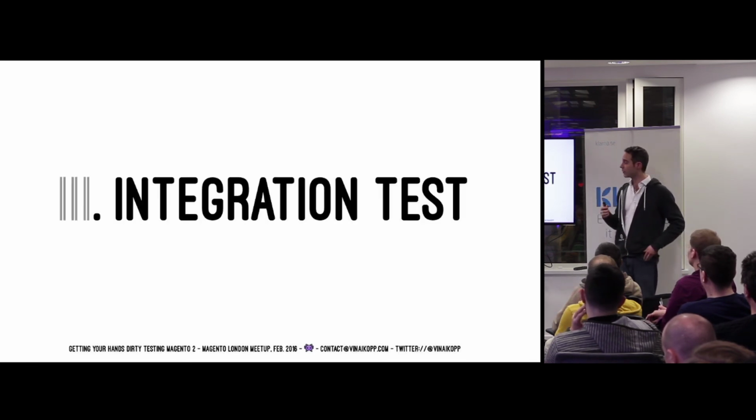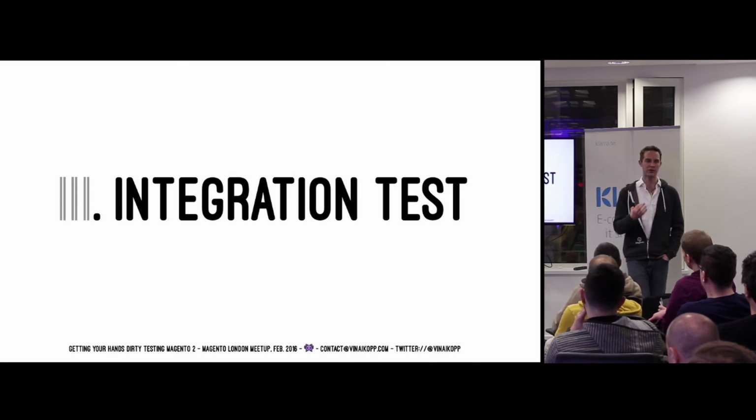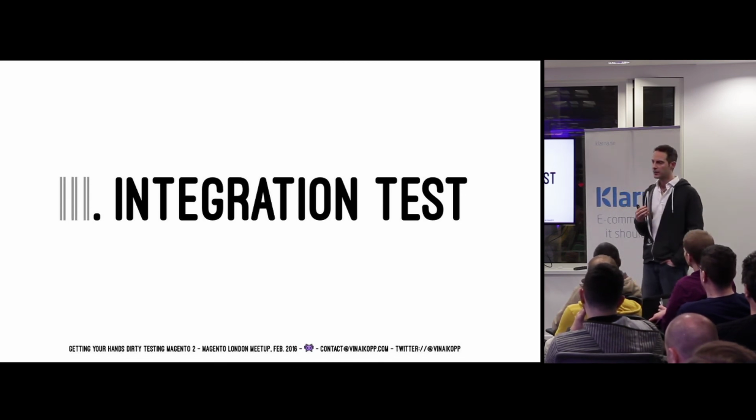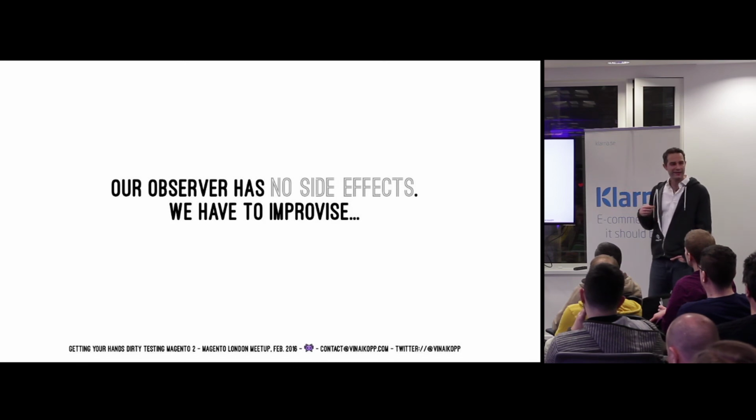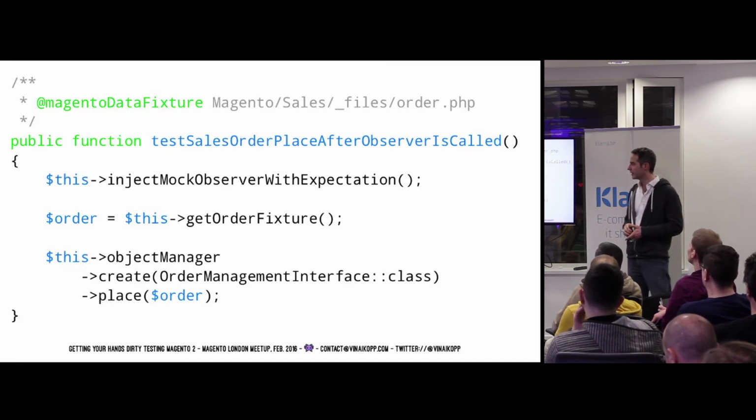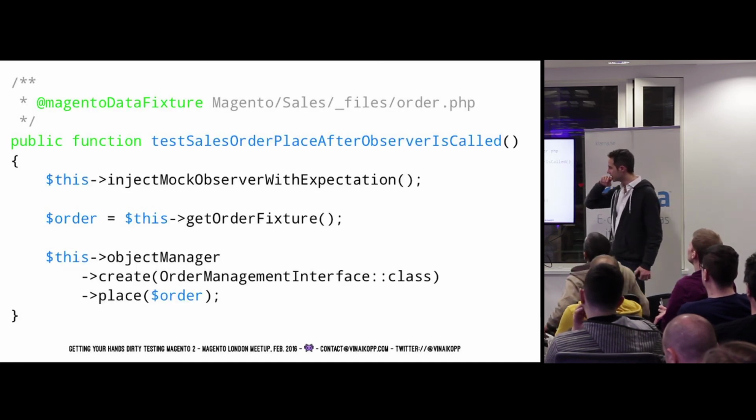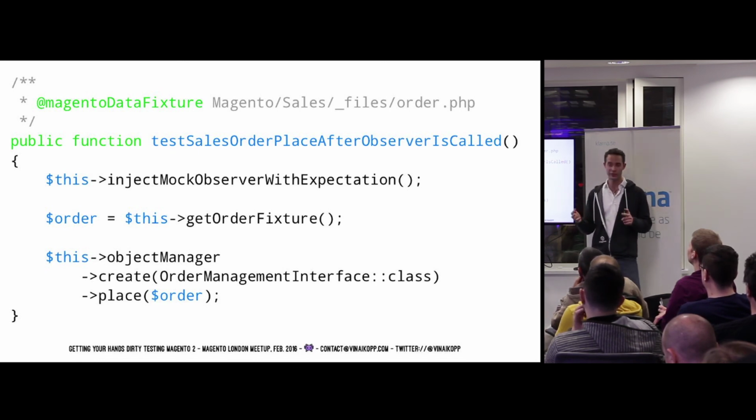So let's move on. There's one more thing we can do, which is the integration test part. So how do I integration test the actual observer, which does not only test the configuration? And since our observer has no side effects, since it doesn't do anything, right? It's just an observer for an event that doesn't do anything. We'll have to improvise a bit. So what I want to do is this test here. All it does is test that the sales order placed after observer, that our observer is actually called when an order is placed.